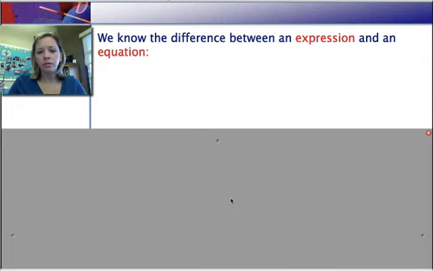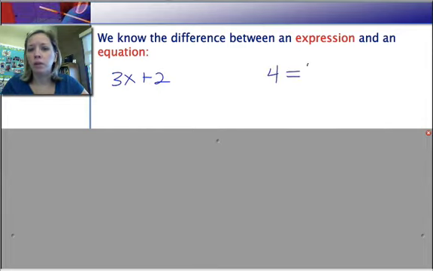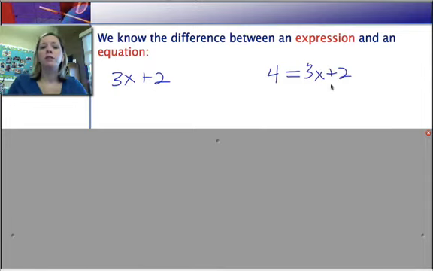So remember, we know the difference between an equation and an expression, right? An expression is just made up of constants, variables, and operations. So we might have the expression 3x plus 2. Now that's different than an equation, which has to have an equal sign in it. So maybe we have 4 equals 3x plus 2. And that would be the difference between an equation and an expression.